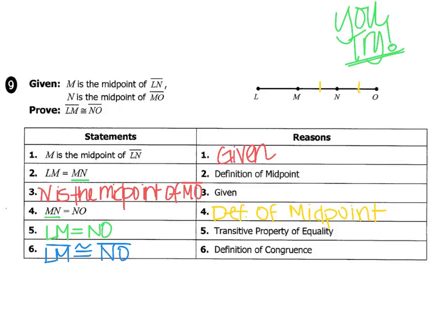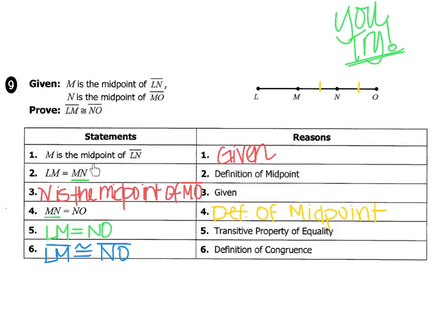All right, so you should have gotten given, N is the midpoint of MO, definition of midpoint, LM equals NO, and LM is congruent to NO. If you got all those, you're done for the day. You can look to the board to see what to do next. All right, if you didn't get all those, listen up as I walk through it and show you how we got those answers.